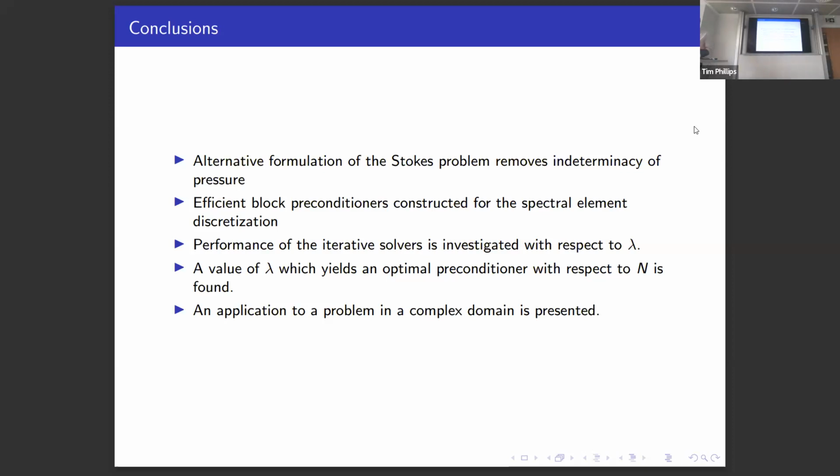The last thing I want to say is that I'm currently looking at whether it's possible to determine this value of lambda, or the optimal value of lambda, analytically. So most of my work is looking at theoretical issues such as this. And with that, I'll stop and be happy to answer any questions.